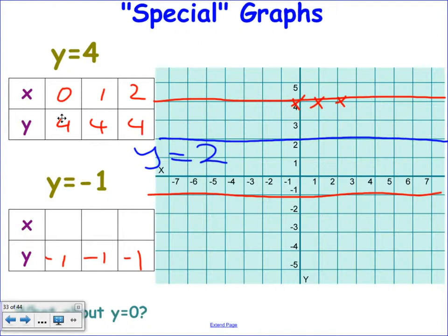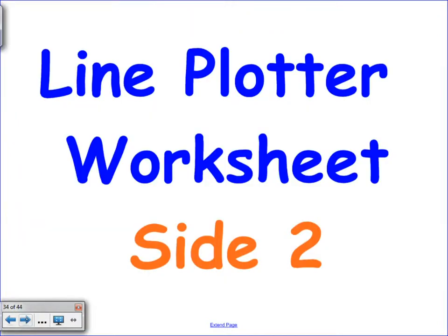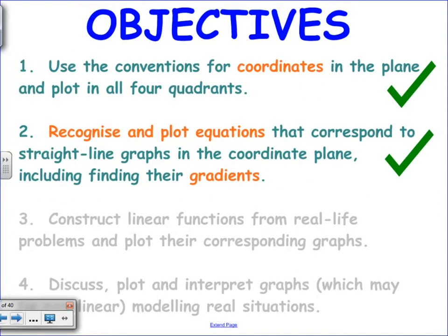Okay, don't forget your x equals y and your x equals minus y. So if you flip your papers over, questions 5 and 6 are the special types of lines. Question 7 is a nasty, and question 8 is just that negative x thing.